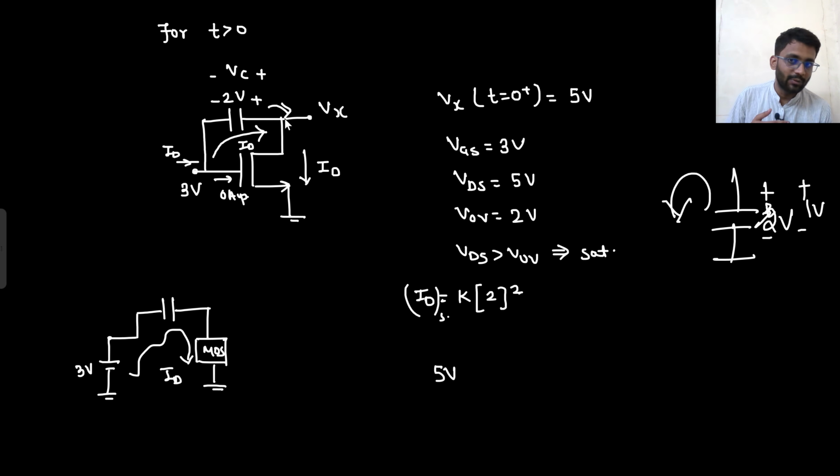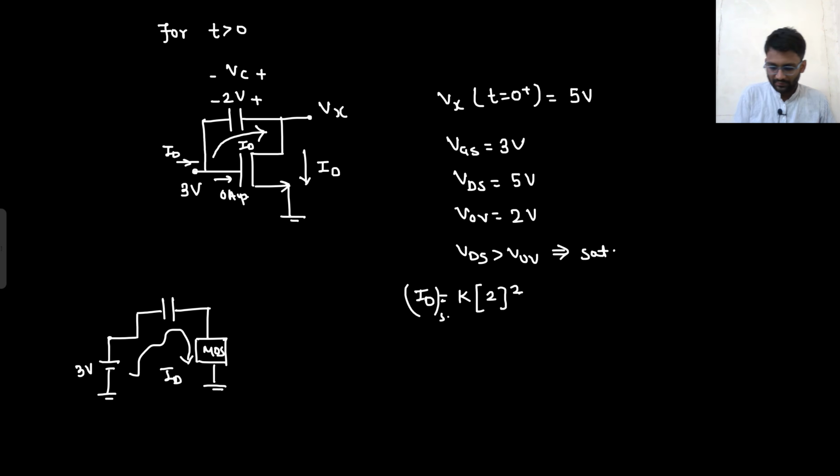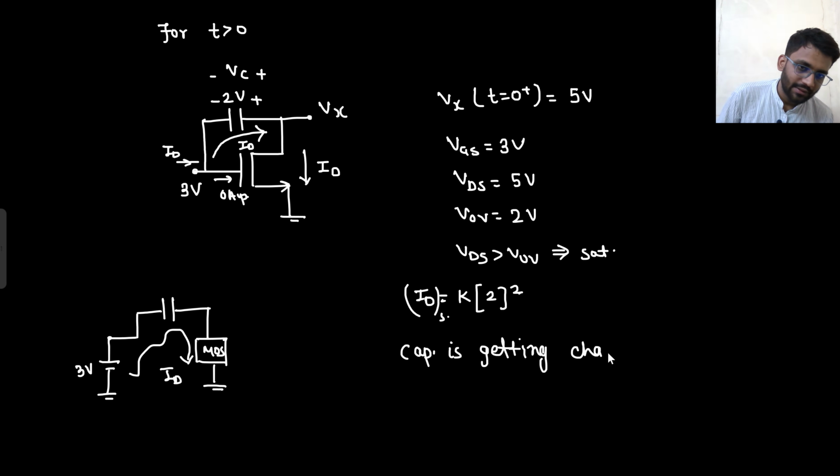The current is getting out of the positive terminal, so the capacitor is getting discharged. Right? The capacitor is getting discharged. So the capacitor is getting charged in the opposite direction.